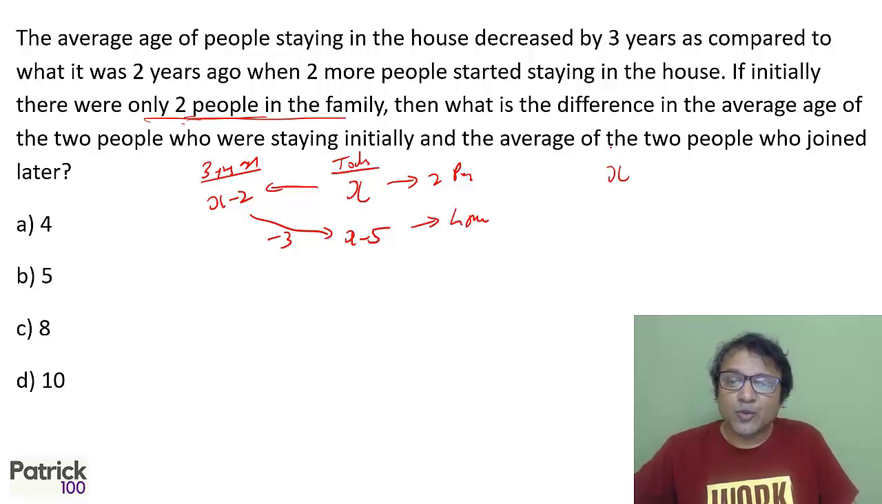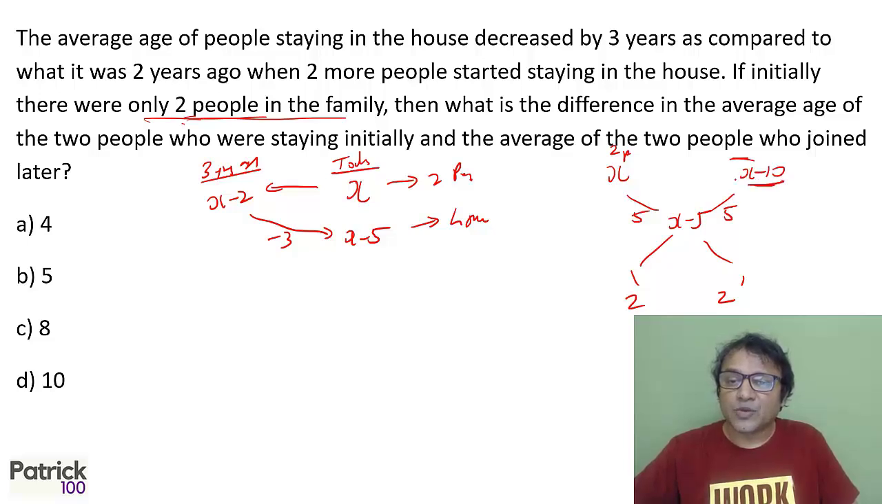So X is the average for 2 people. I don't know the average for the remaining 2 people. The overall average is X minus 5. You can do reverse alligation because the number of people is 2:2 or 1:1. If this difference is 5, this difference also will be 5. This will be X minus 10. So the difference in the average is 10.